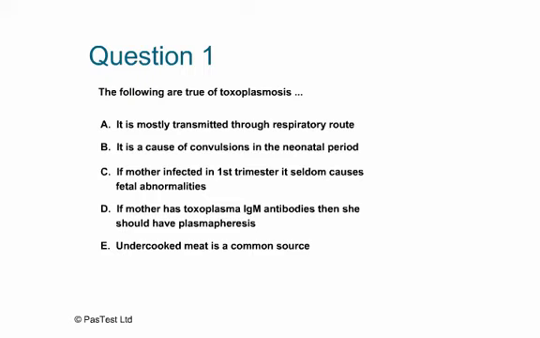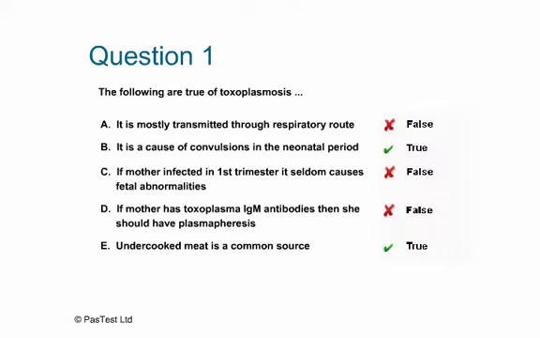The following are true of toxoplasmosis. A. It is mostly transmitted through the respiratory route. B. It is a cause of convulsions in the neonatal period. C. If mother's infected in the first trimester, it seldom causes fetal abnormalities. D. If mother has Toxoplasma IgM antibodies, then she should have plasmapheresis. E. Undercooked meat is a common source. Okay, the true answers are B and E.